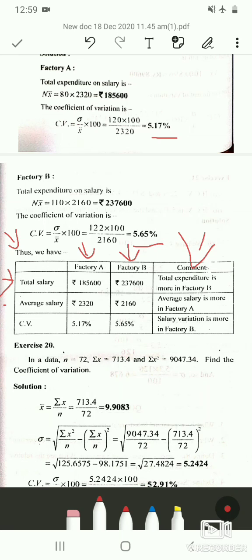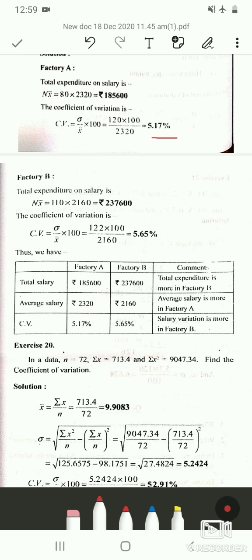The next sub question asked was for average salary. You have to write it as x bar. x bar is already directly given, so average salary you have to interpret in terms of x bar. For factory A it is 2320, and for factory B it is 2160. So you can see on an average factory A is more than factory B. So average salary is high for factory A.